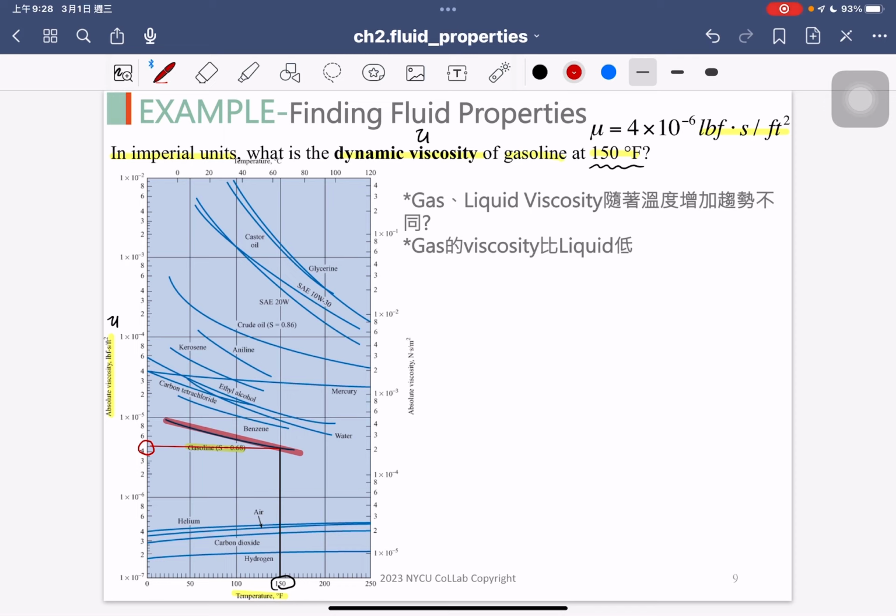As some words I show in here, you should consider how different viscosity between the gas and the liquid, right? And how the difference response for the effect of the temperature. Okay, so if you take a look, in this figure, the top, all the material on the top is the liquid, right? And you can double check. And on the bottoms, the material is the air.